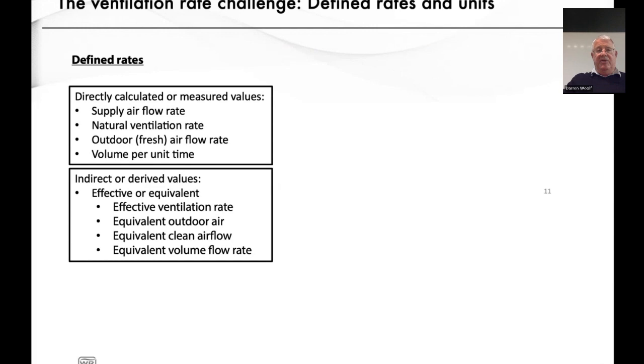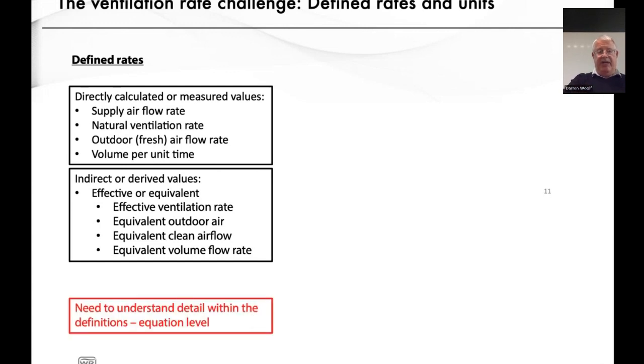So this is the ventilation rate challenge. When we look at the defined rates and units, there's these directly calculated or measured values, such as supply airflow rate, which you're used to seeing, natural ventilation rate, outdoor airflow rate. We'd quite often think of that about moving a volume per unit time, which is the units. Then there's the indirect or derived values that might have effective or equivalent before it, and there's a whole range of flow rates there. So what you need to do is understand the detail within each of those definitions.